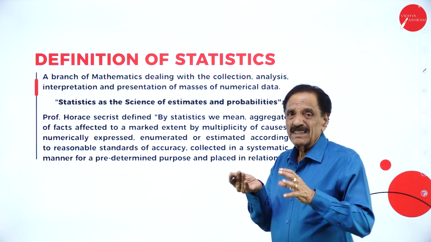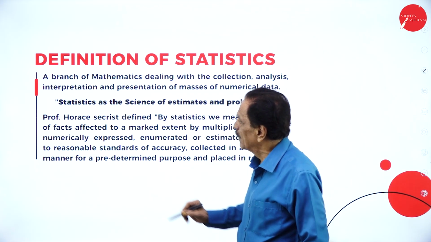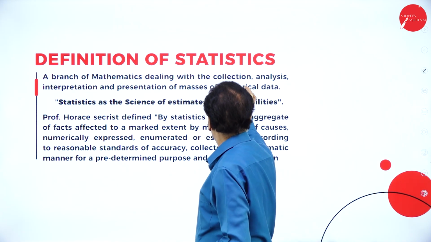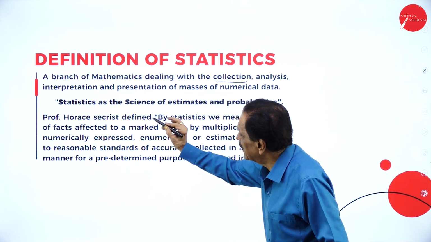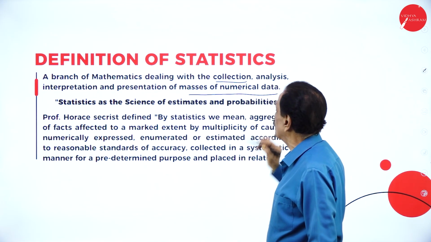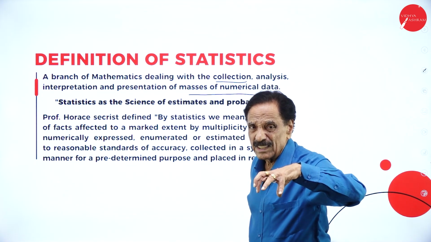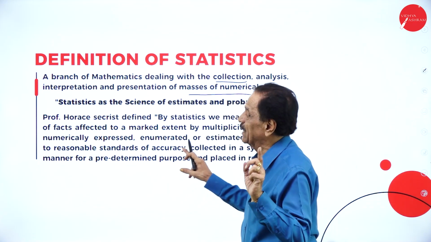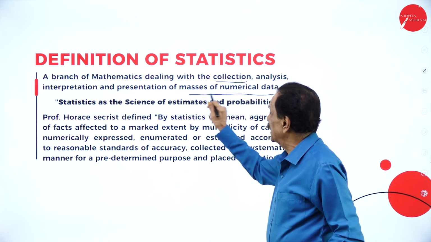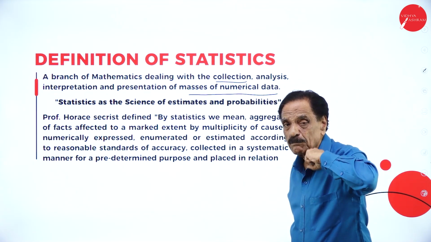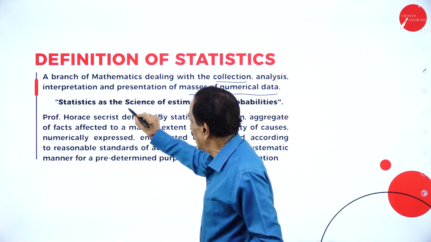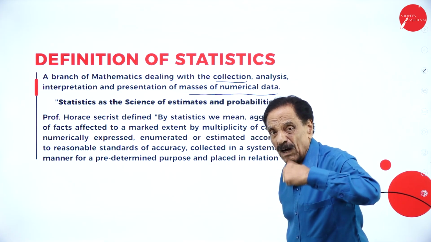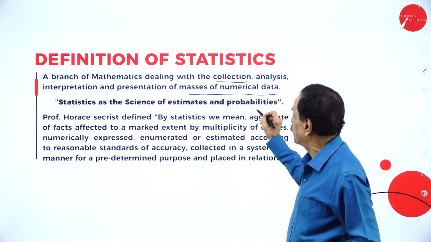Then what is the clear definition of statistics? A branch of mathematics dealing with the collection, analysis, interpretation, and presentation of masses of numerical data. So what is actually statistics? Somebody says it deals with the collection, analysis, interpretation, and presentation of masses of numerical data. Statistics is also called the science of estimate and probability. Some authors say it's a science of estimate and probability.